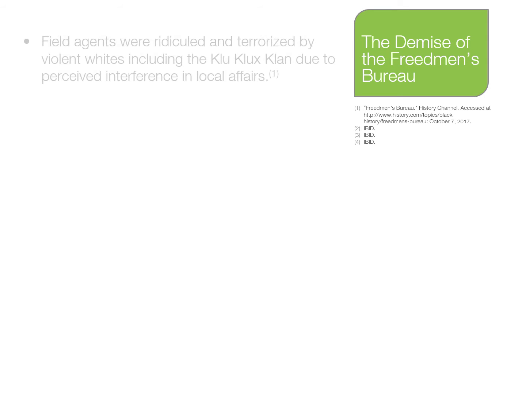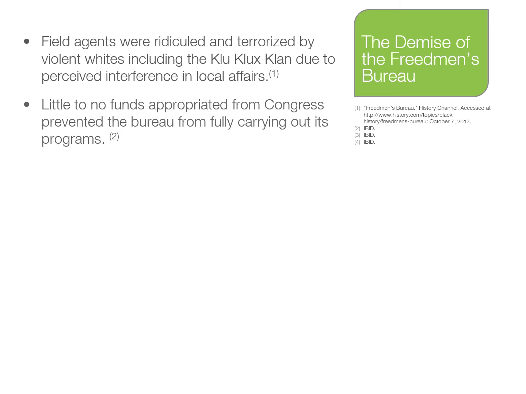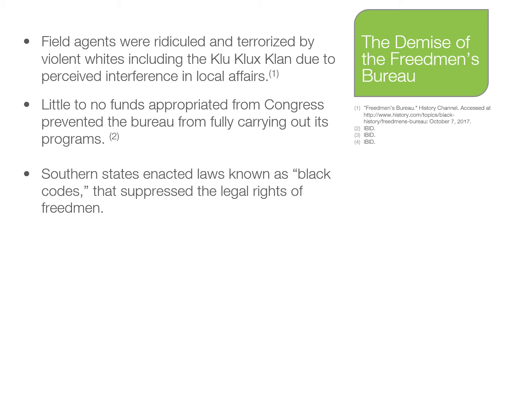So as a result, field agents were ridiculed and terrorized by violent whites, including the Klan. Johnson's efforts helped stifle the appropriation of funds from Congress, which prevented the Bureau from really fulfilling its purposes. Southern states enacted laws known as black codes, which helped suppress the legal rights of freedmen. Now let's stop right there and talk about black codes.